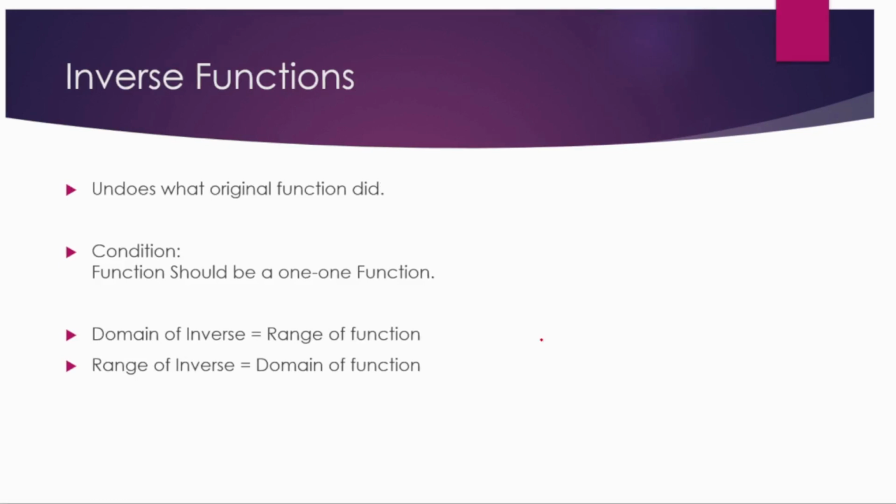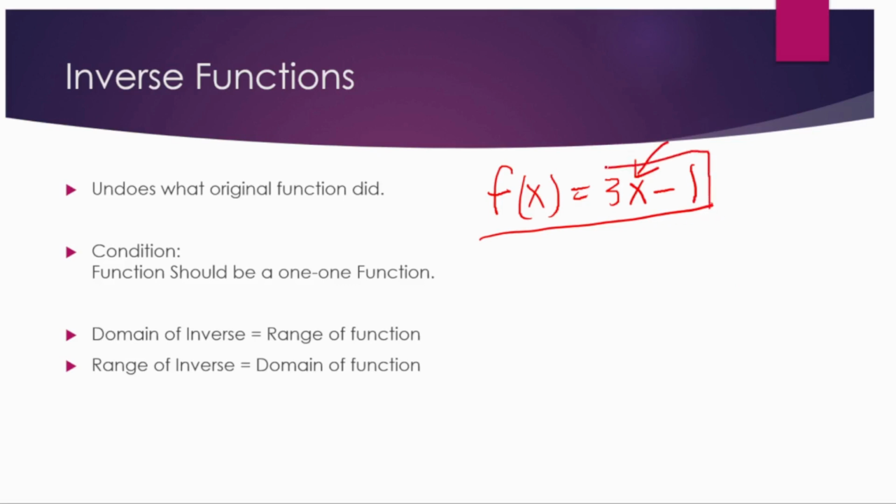Basically they just reverse what the original function did. So let me give you an example. For example, let me take the function f of x is equal to 3x minus 1. So let's discuss what is happening to our input value, which is basically x. It is being multiplied by 3 and 1 is being subtracted from it. So now what the inverse function is going to do is add 1 and divide by 3.